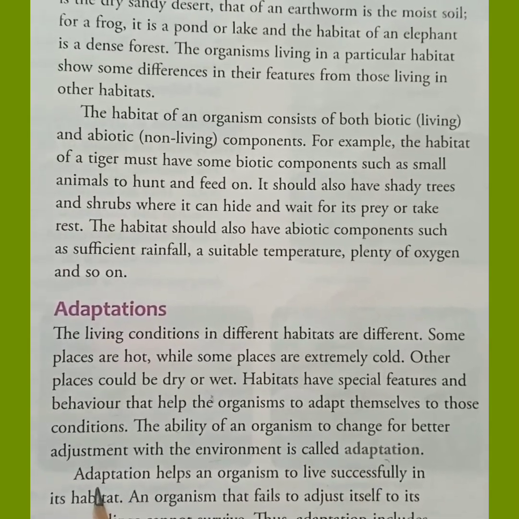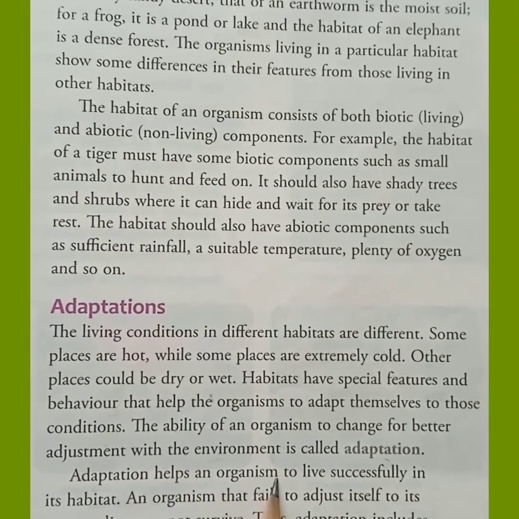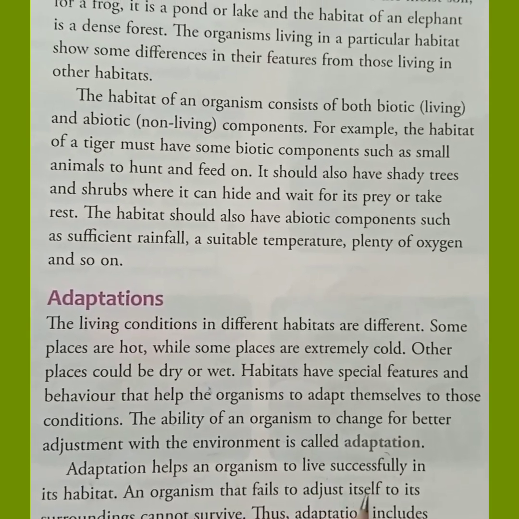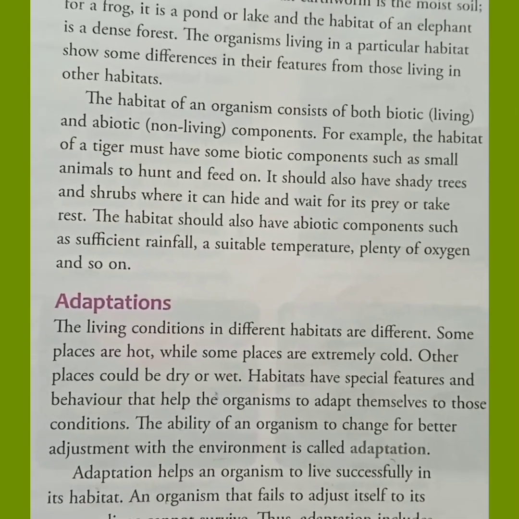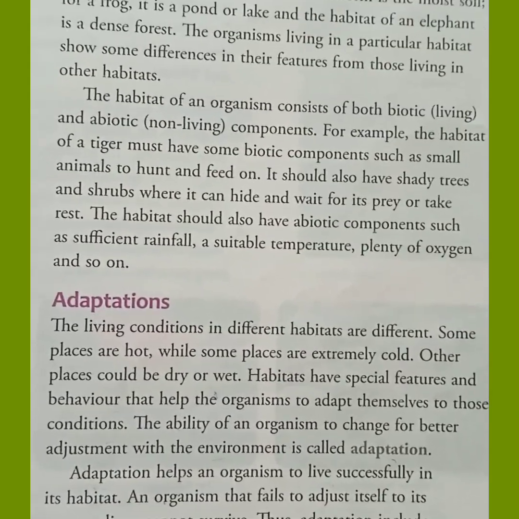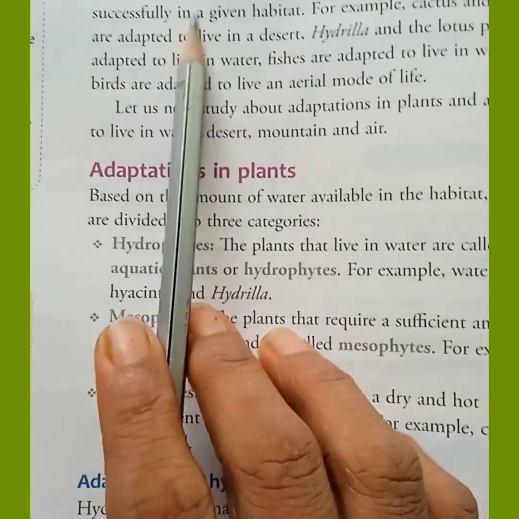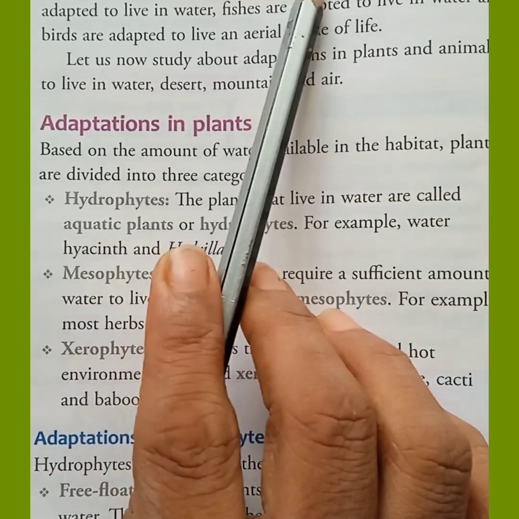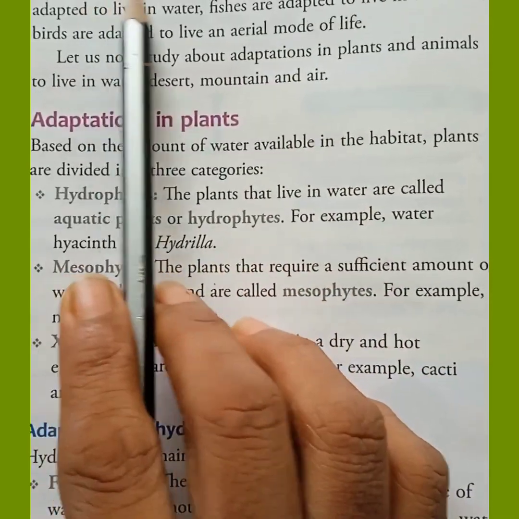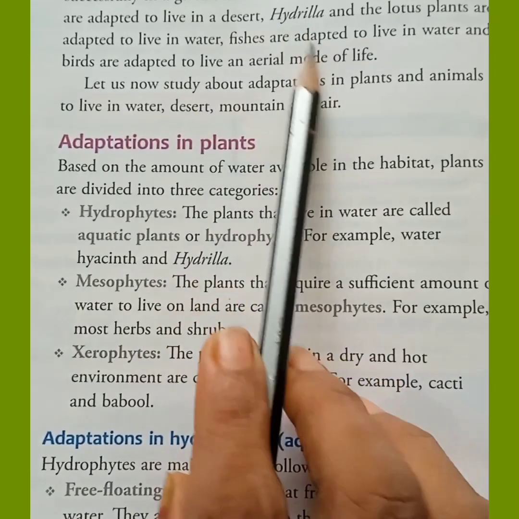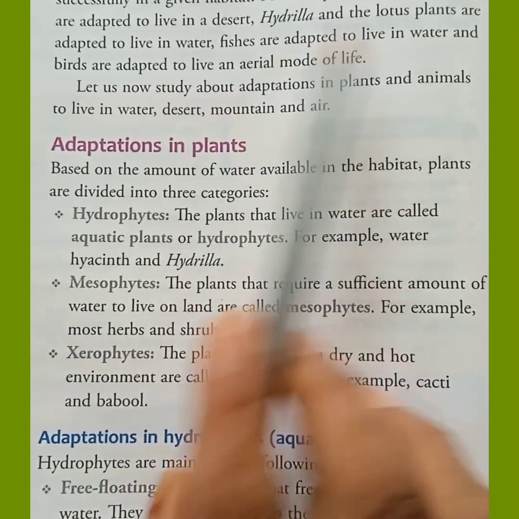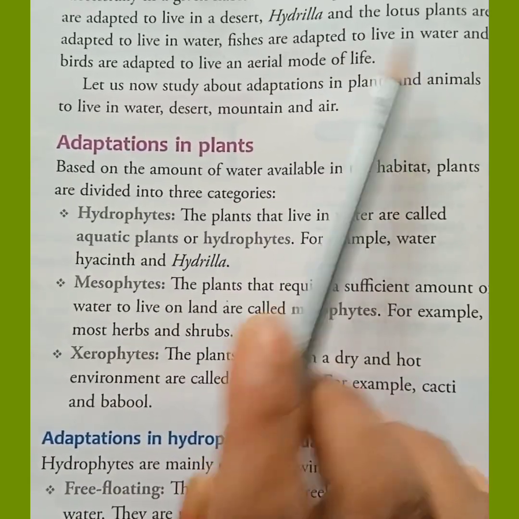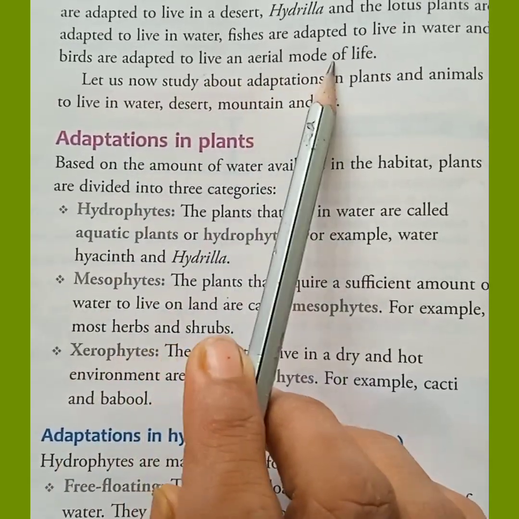Now, how does adaptation help us? Adaptations help an organism to live successfully in its habitat. An organism that fails to adjust itself to its surroundings cannot survive. Thus, adaptation is changes in body structure and behavior which make an organism better fitted to survive, grow and reproduce successfully in a given habitat. For example, hydrilla and lotus plants are adapted to live in water. Fishes are also adapted to live in water and birds are adapted to an aerial mode of life.